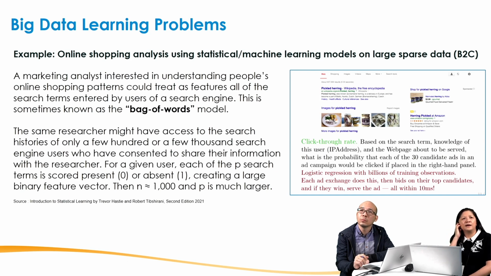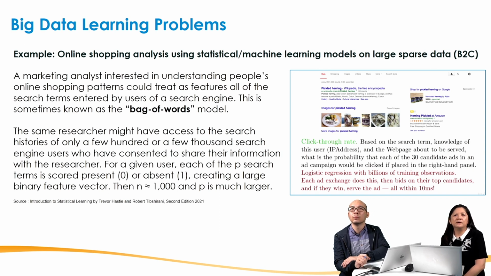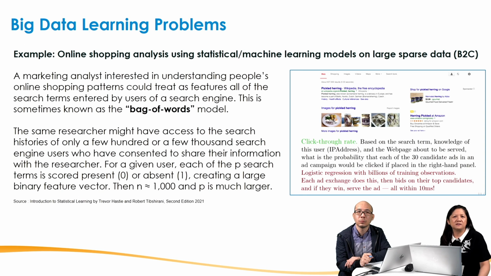Another example is online shopping using statistical machine learning on large sparse data. A marketing analyst may be interested to understand people's online shopping behavior. We can treat as features all of the search terms entered by the users in the search engine. This is sometimes known as a bag of words model. Based on the search term and the web page about to be served, what is the probability that each of these 30 candidate ads will be clicked if it is placed on the right-hand panel?